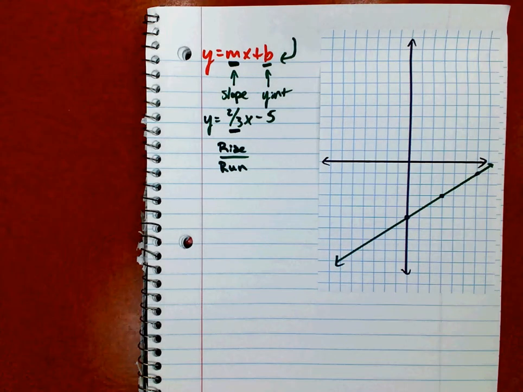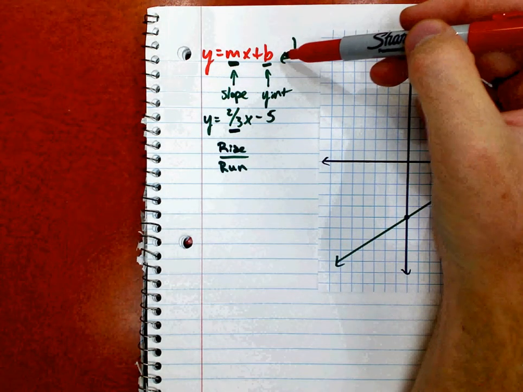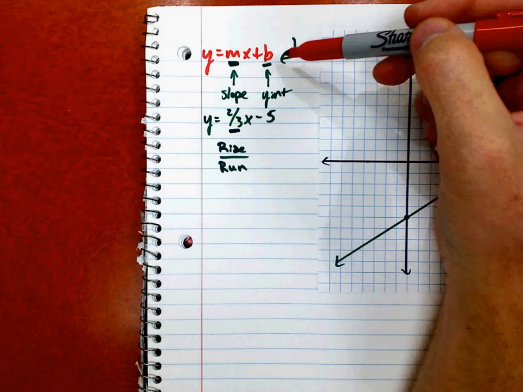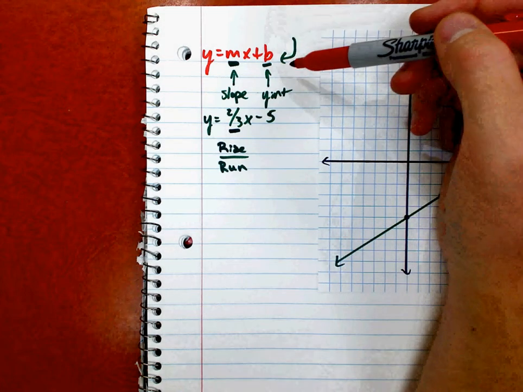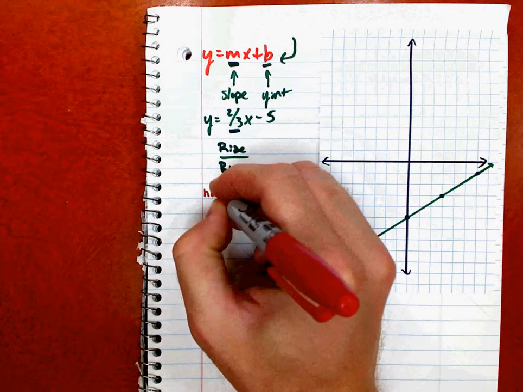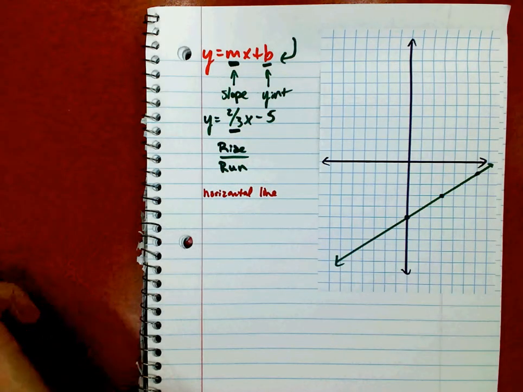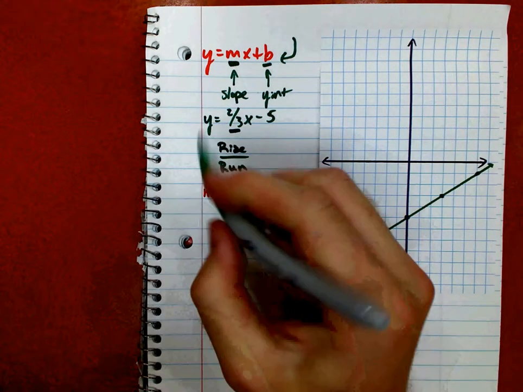There are two special types of linear equations that we're going to talk about here today that are kind of disguised sometimes. They don't necessarily look like they can be written in this slope-intercept form. A lot of people make them out to be a lot harder than they should be. And they are horizontal lines and vertical lines.